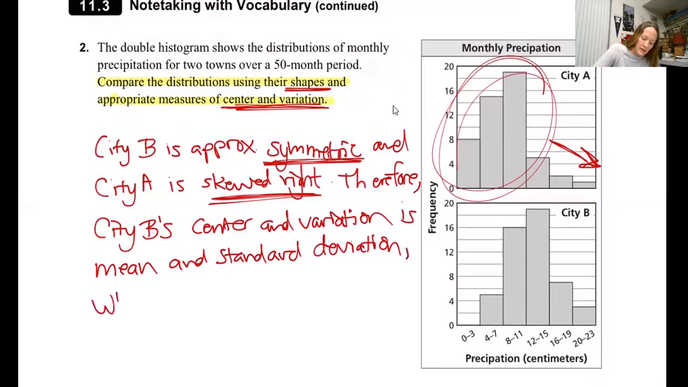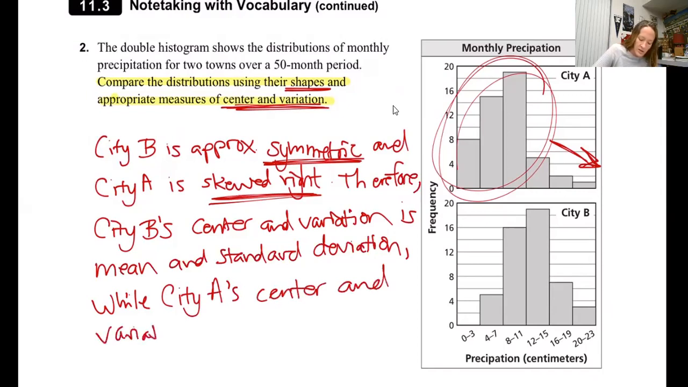However, for my next one, I'm going to put while city A, for very different reasons, but similar in that we're looking at its shape and seeing the skew. For similar reasons, but with a different shape, city A, his center and variation. If you guys remember, if it's not mean and standard deviation, what's the other option? Instead of mean, the arithmetic average, it's going to be middle. And middle, snazzy name for that is median, like median in the road.